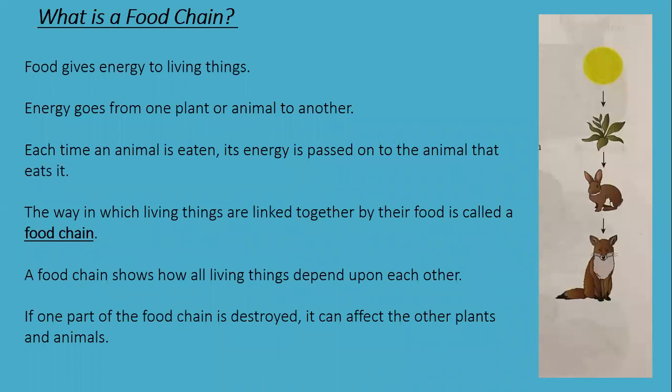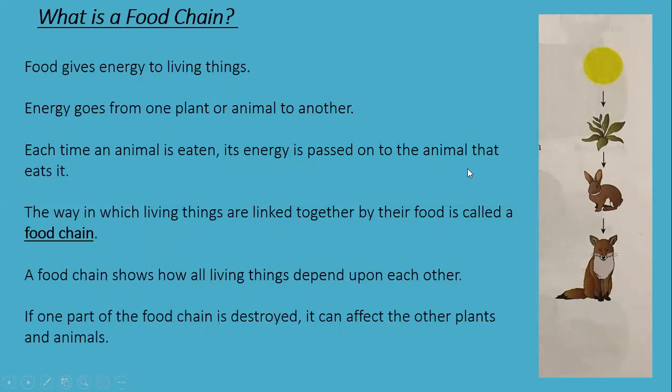Look, food chain. First of all, what is food? Food gives energy to living things. All of us and also all other living things like animals and plants need food to get energy. Energy goes from one plant or animal to another. Just like you can see here, energy goes from plant to animal and from one animal to another animal. And the plant gets energy from the sun.